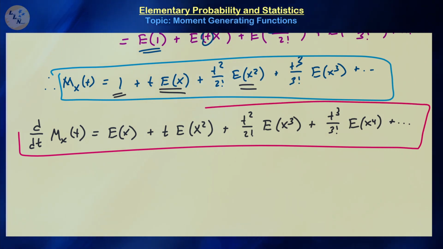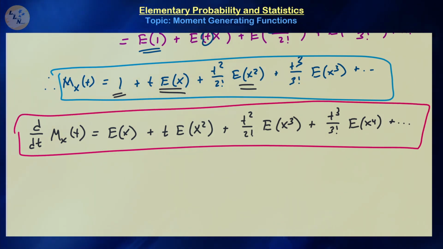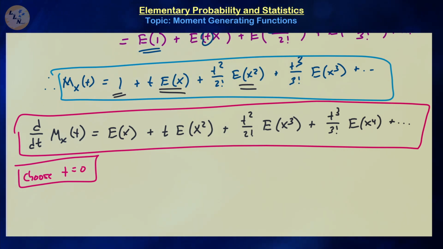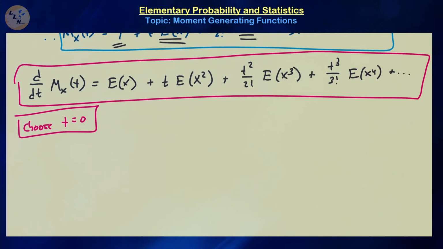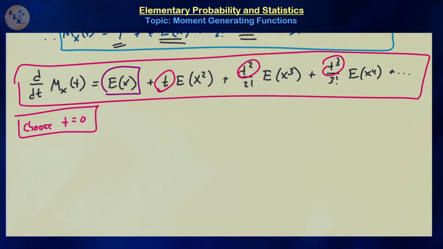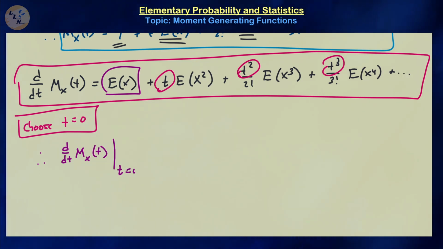So what am I going to do here? Keep in mind that t is a real number. So what I can do is choose t to be equal to 0, right? If I choose t to be equal to 0, this is going to go to 0, this is going to go to 0, that's going to go to 0, and I'm just going to be left with e to the expected value of x. So that means the derivative of my moment generating function evaluated at t equals 0.